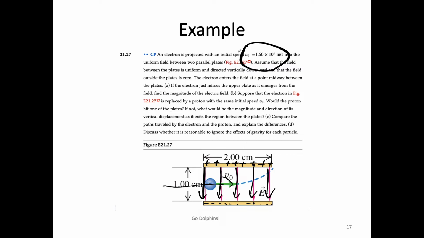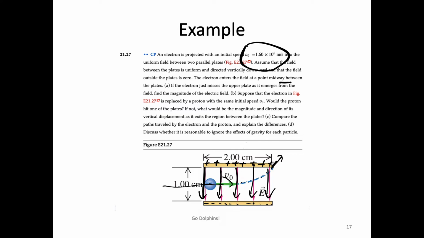So let's see, the electron does a motion like this, and the electron enters the field midway. The electron just misses the upper plate, so it goes out from here. Using this information, the problem asks us to find the magnitude of the electric field.